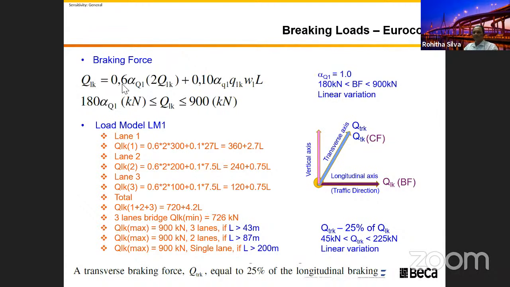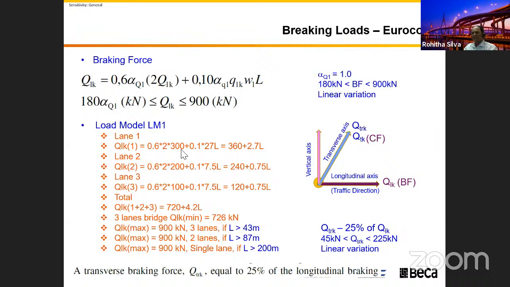between 0.6 Q1k, because in the tandem we have 2 axles, and 10% of the uniform pressure. So I developed this for load model LM1. For lane 1, you get 60% of the total axle 600, times 10% of the 9 kPa, with lane width 3 meters, giving 27 kilonewton per meter. You get this linear equation: 360 plus 2.7 L.